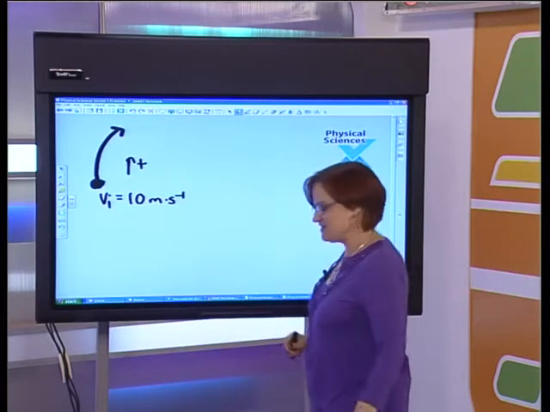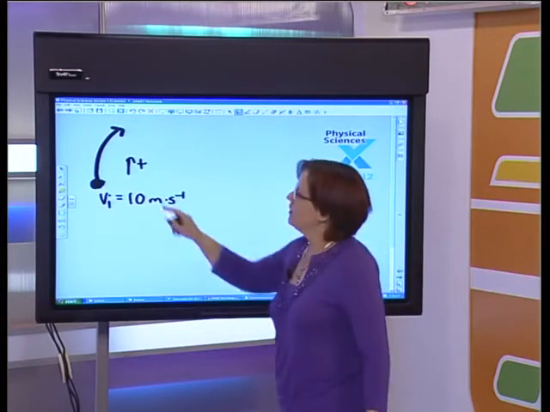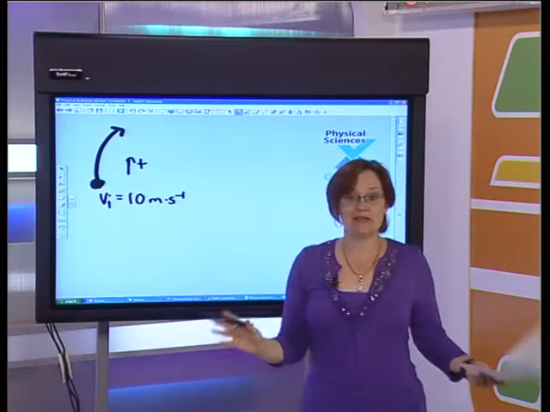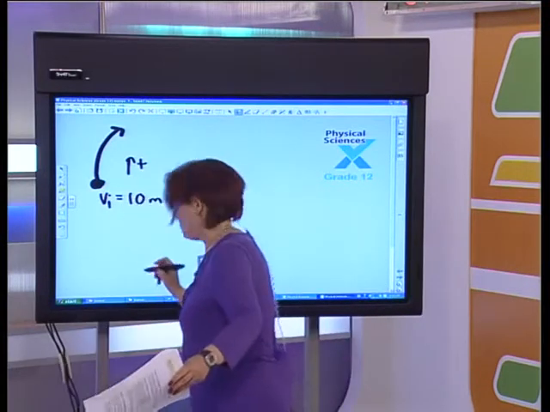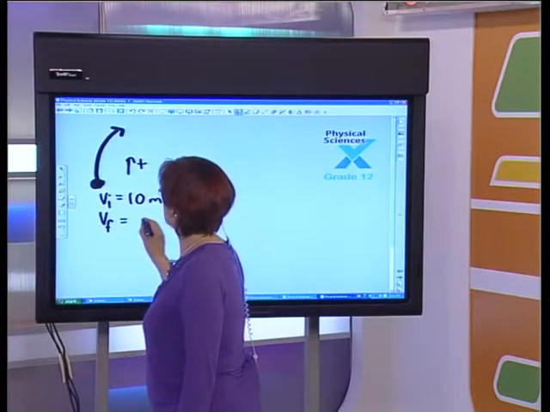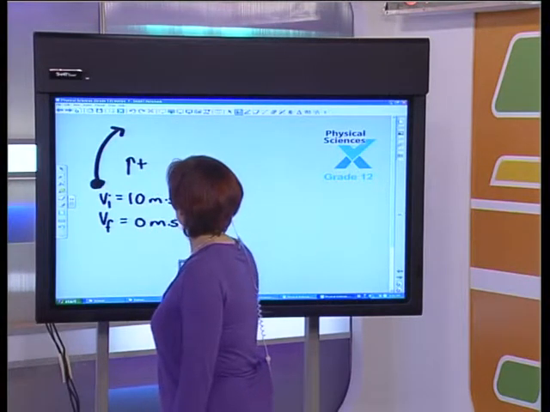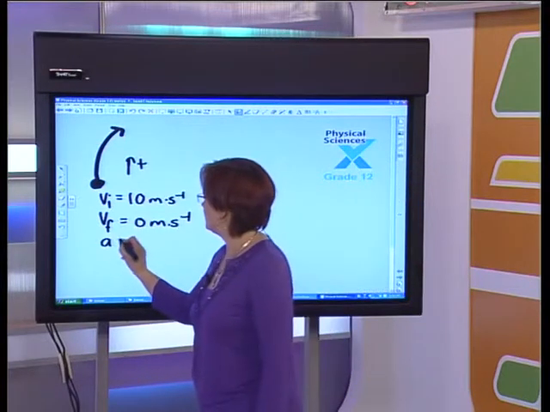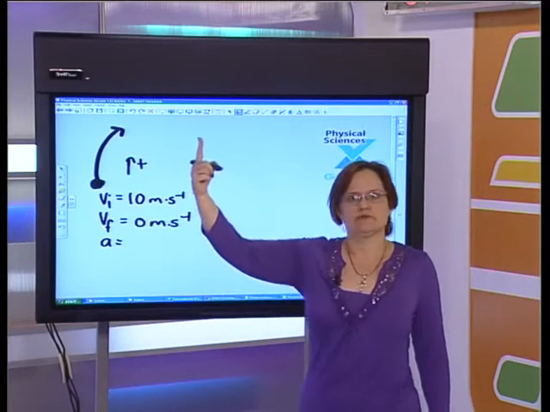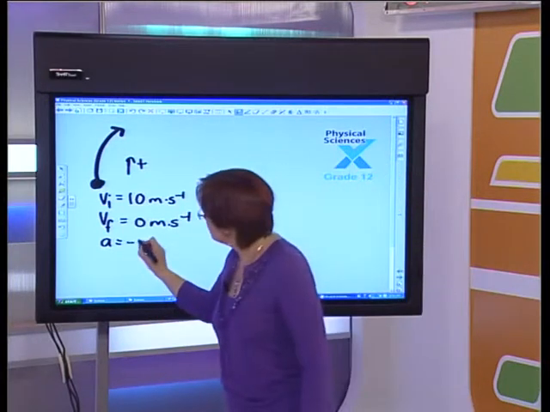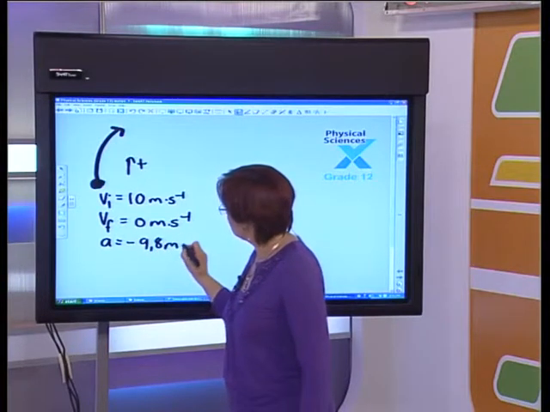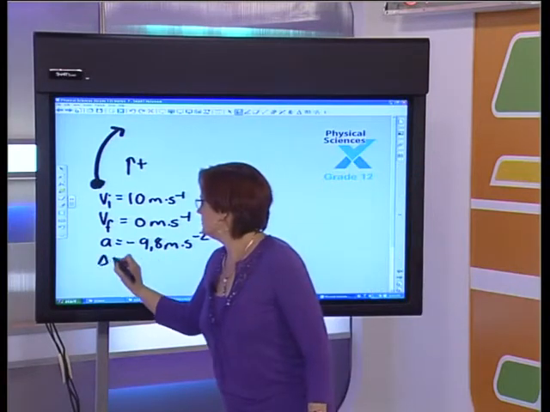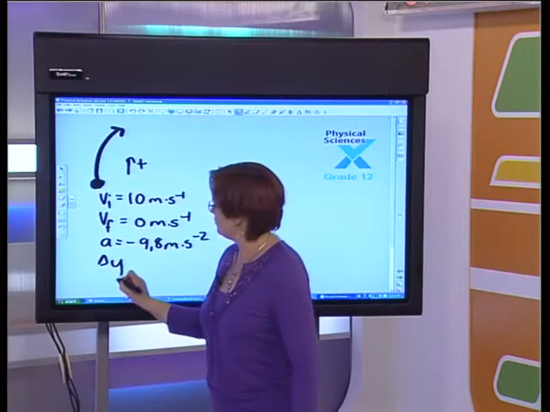And now a little piece that I actually didn't spend a lot of time on, which is the velocity when it gets to the top of its motion is 0. So without telling you, it's implied knowledge, they're saying to you that your final velocity going upwards is 0. Implied piece of information, very important. They've also told you that acceleration, now I've chosen up as positive, is 9,8 meters per second squared negative. And what they want in this case is the delta y to start off with.